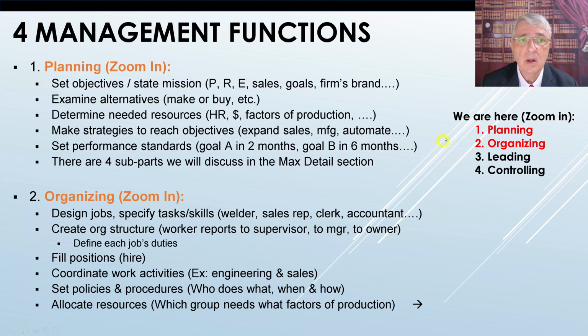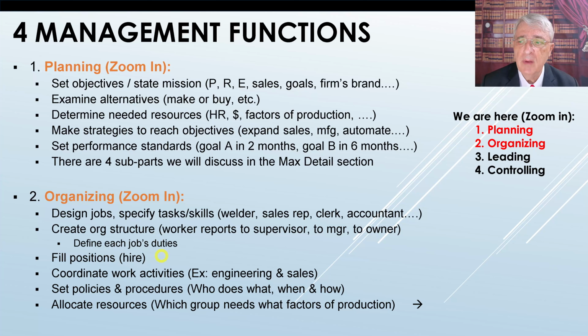These are the 4 over here. Organizing. We design jobs. We specify the tasks and skills. Do we need welders? Do we need sales reps? Do we need clerks? Do we need more accountants? Then we design the organizational structure. So who reports to whom? In our case, the worker is going to report to the supervisor to the manager to the owner. And then we're going to have a job description for each one of those. It doesn't have to be 400 pages long, just like a page long.